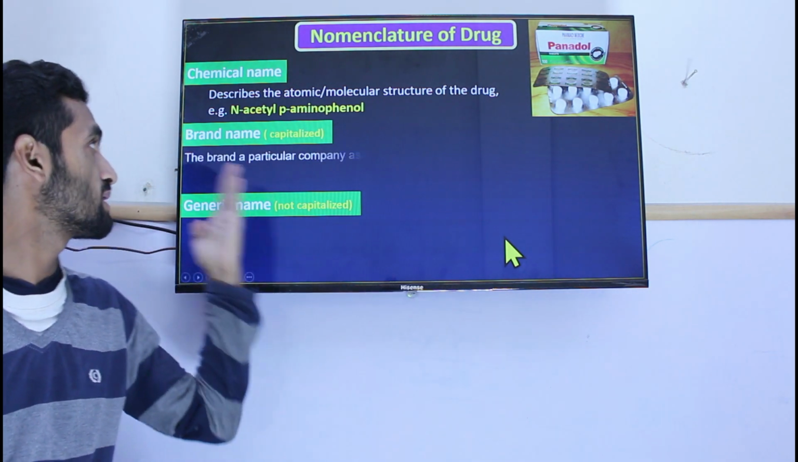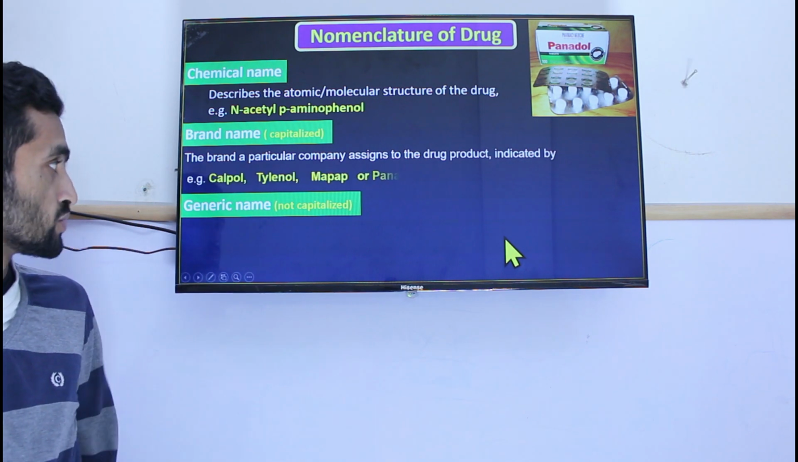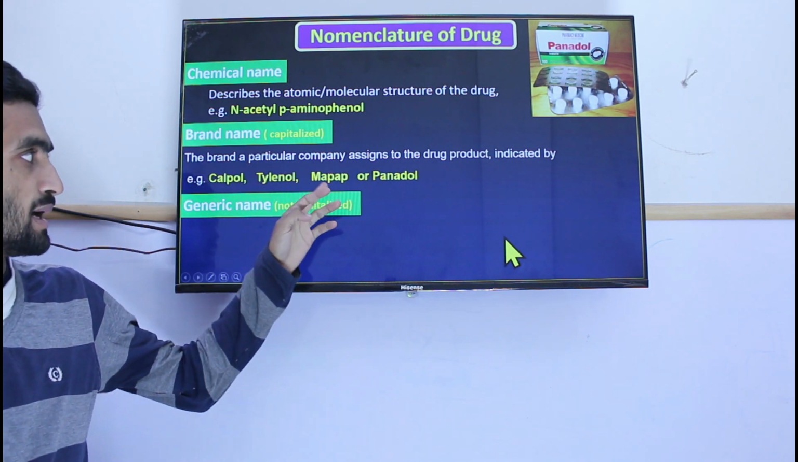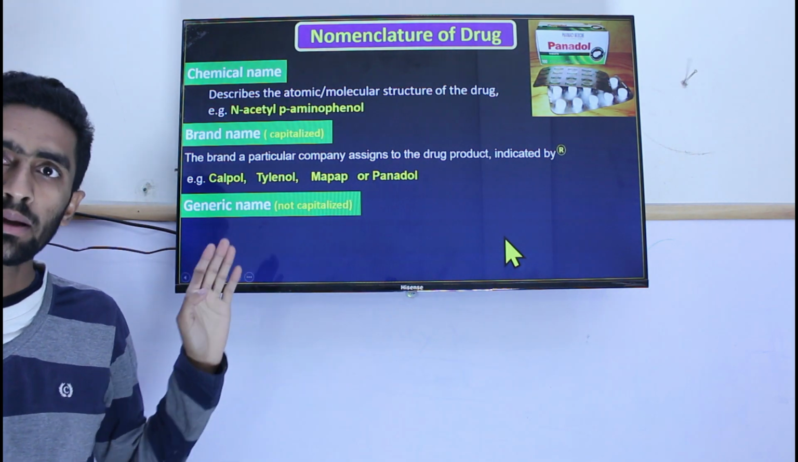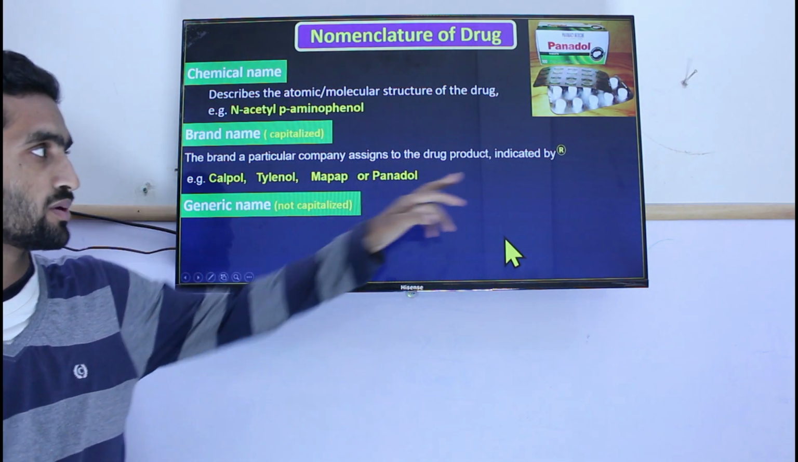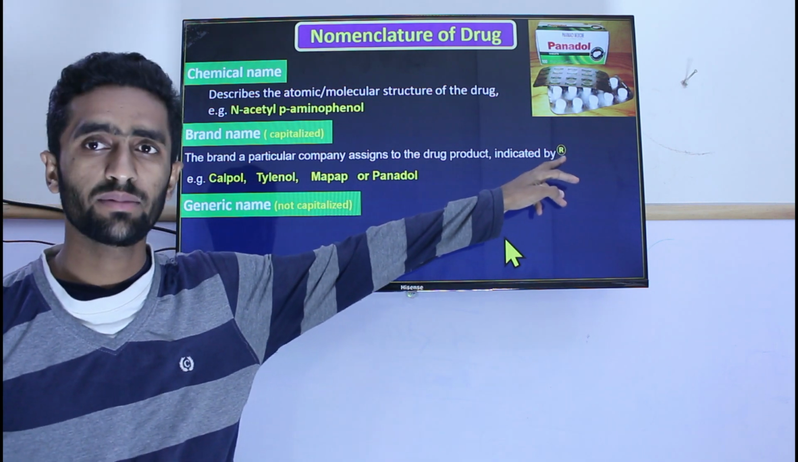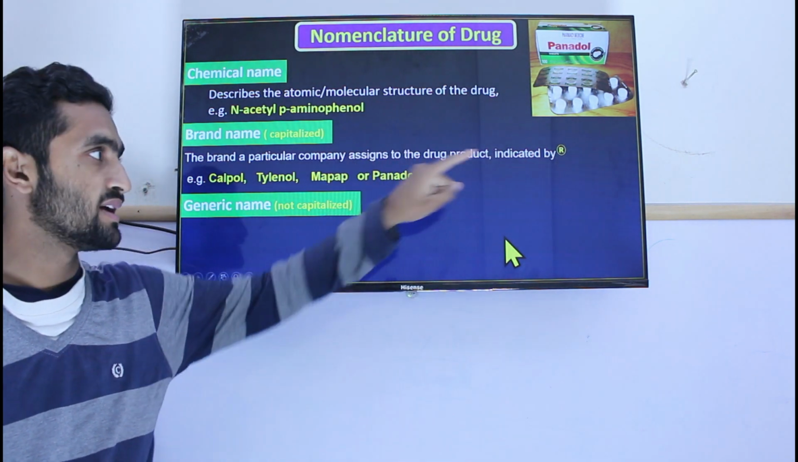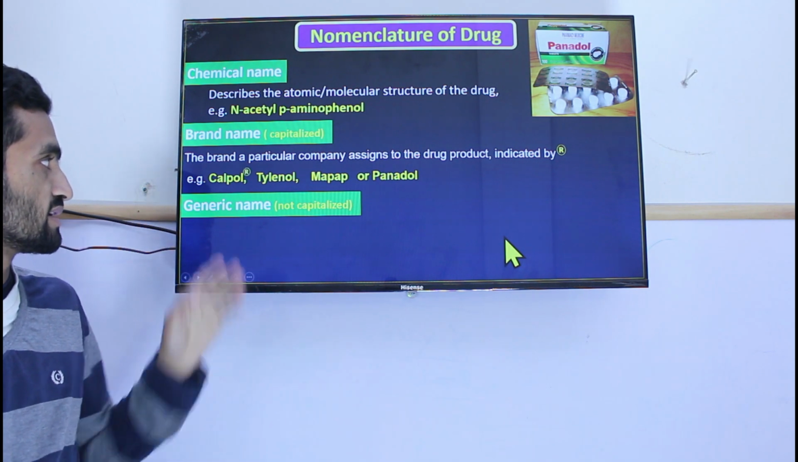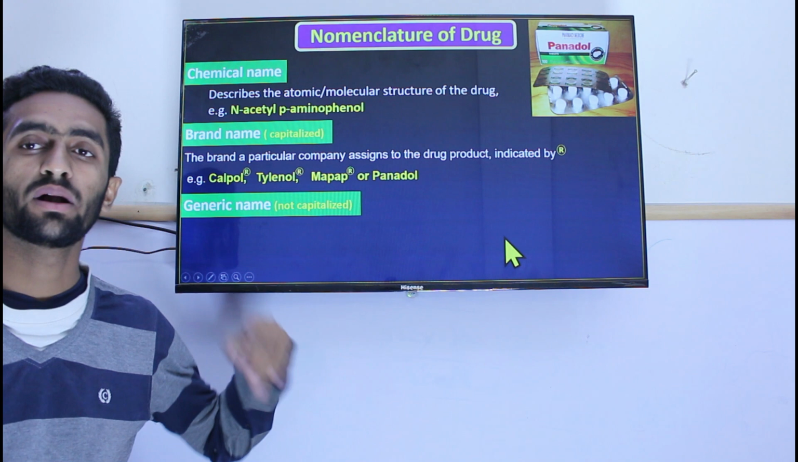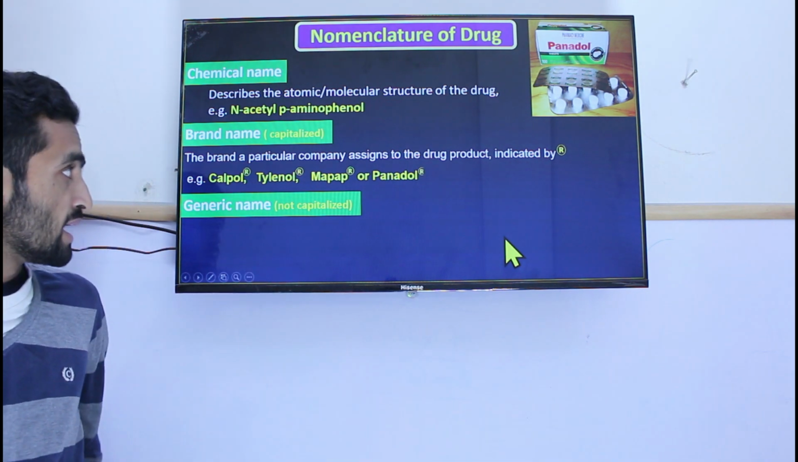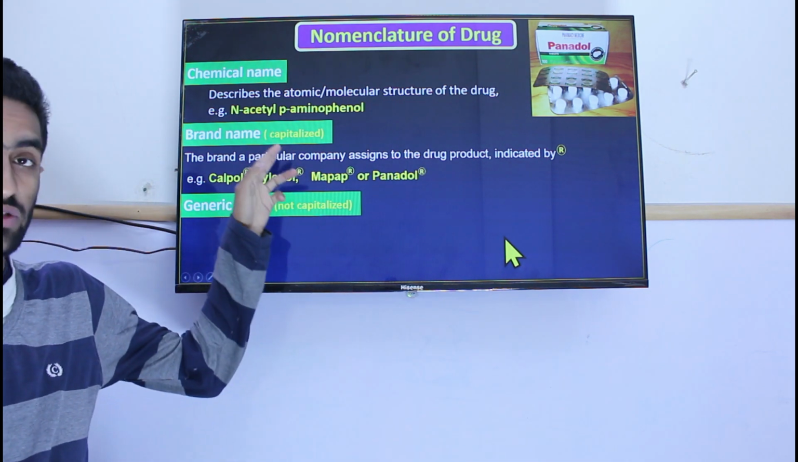Panadol is actually a brand name. Calpol, Tylenol, Empow, Panadol, these are all brand names for paracetamol. Brand names are represented by a circle over the drug. So Calpol, Tylenol, Empow are the same drug but different brand names. And you also see the first letter is a capital.